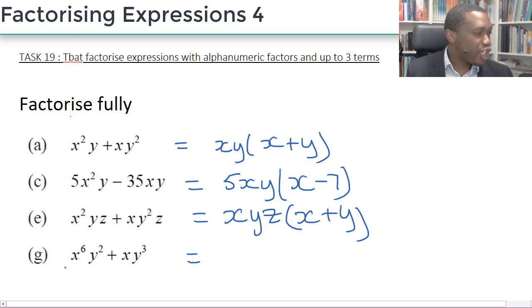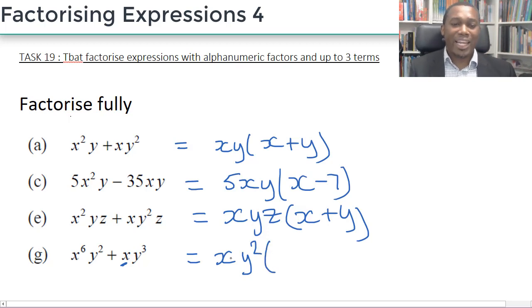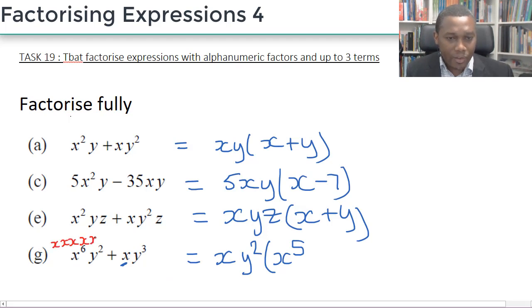And finally for G, lowest power of x is x, so I have an x in common. Lowest power of the y's is y squared, so using that lowest power technique, xy squared is the common factor. And then x, I need x to the power 6. This is x to the power 1. How many more x's do I need? I need 5 more x's, x to the power 5, because 5 plus 1 would give me 6. If you wanted to see it the long way, write it down. You have one of them, you need 5 more. That's where the x to the power 5 is coming from.